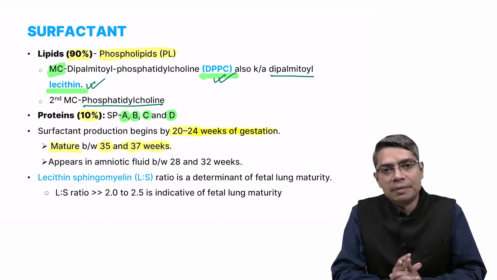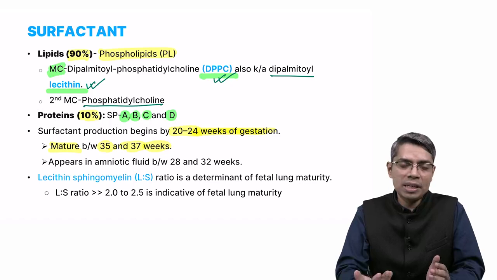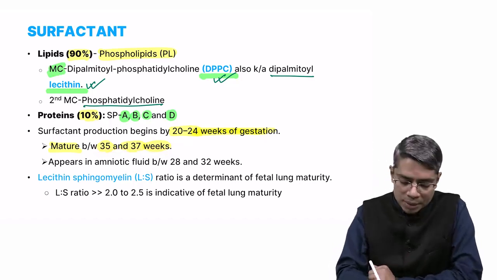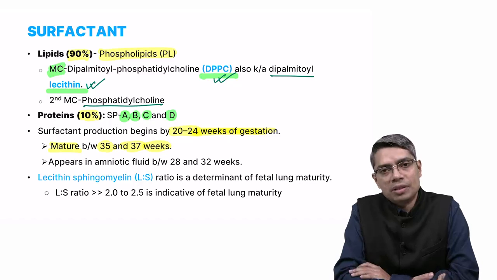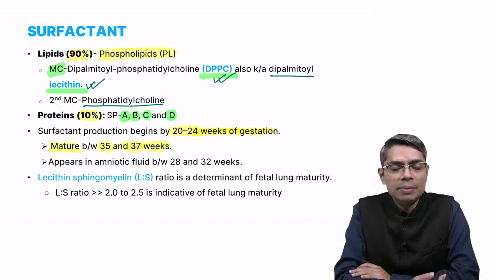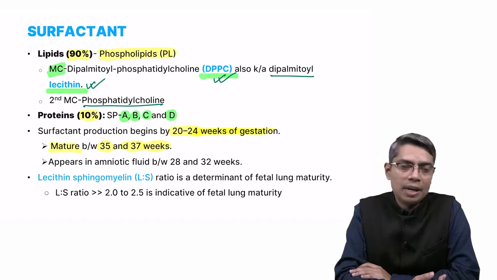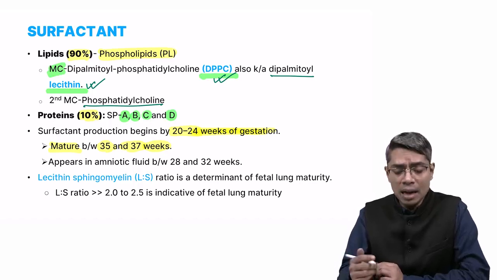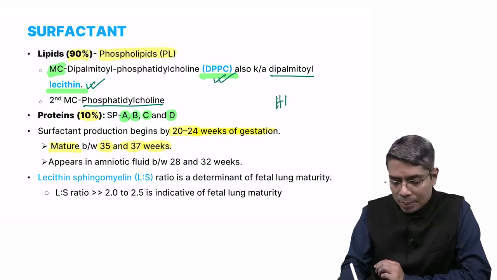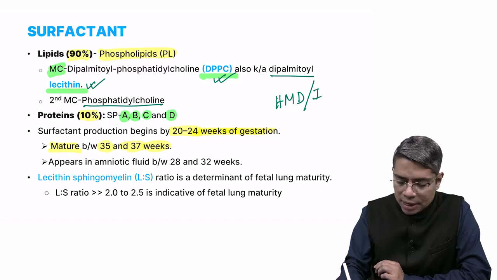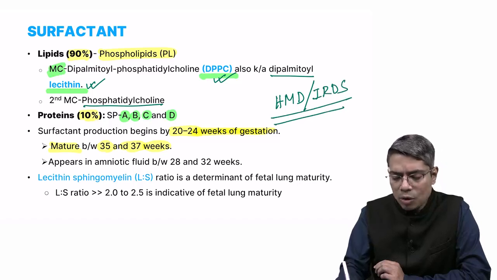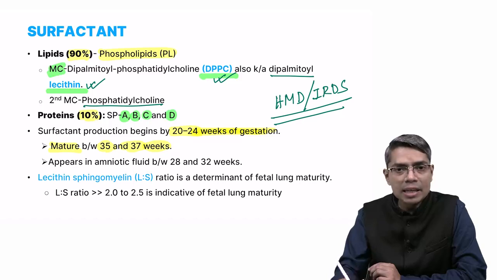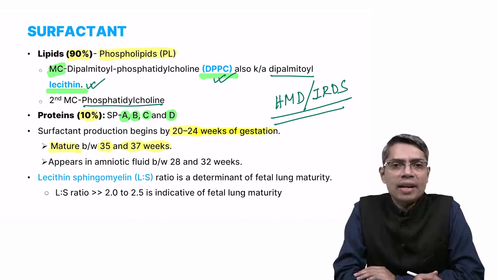That means you can easily understand that if the baby is born prematurely, particularly before 34 weeks of gestation, because maturation occurs at 35 to 37 weeks, then the lung of that baby will have deficient surfactant, right? That is very important. And in that case, the baby will suffer from a disease known as hyaline membrane disease, which is also known as infant respiratory distress syndrome. All of you know this, right? So a premature baby has hyaline membrane disease, or infant respiratory distress syndrome.